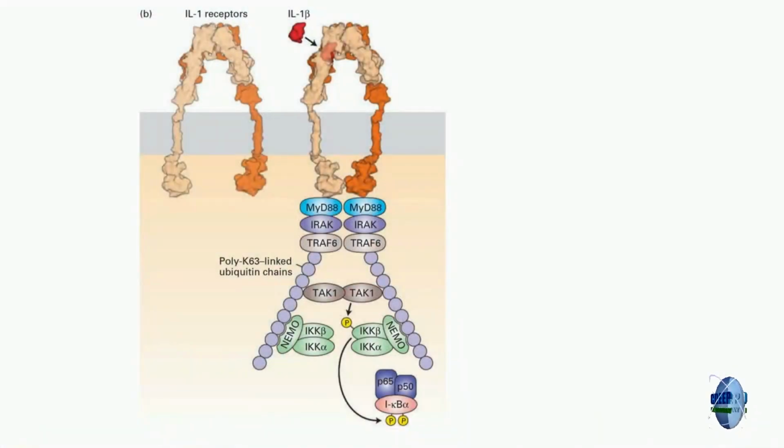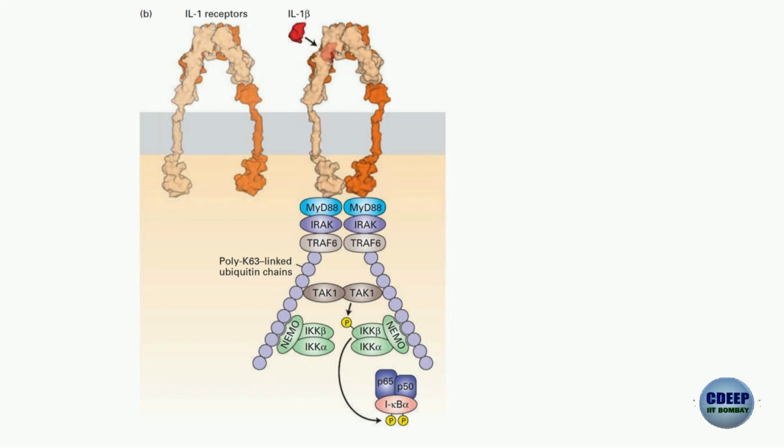So IL-1 receptor, whenever it gets activated, what happens? There is a cascade of molecules. MyD88, IRAK and TRAF6. These are the molecules which will go and bind to them. Then these TRAF6 and ubiquitin ligase, what happens? These ubiquitin ligases will form specialized ubiquitin chains which are K63.